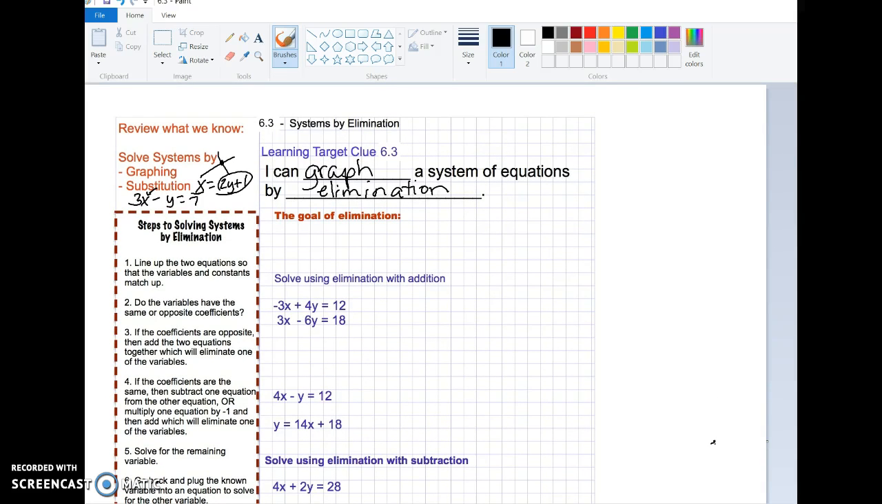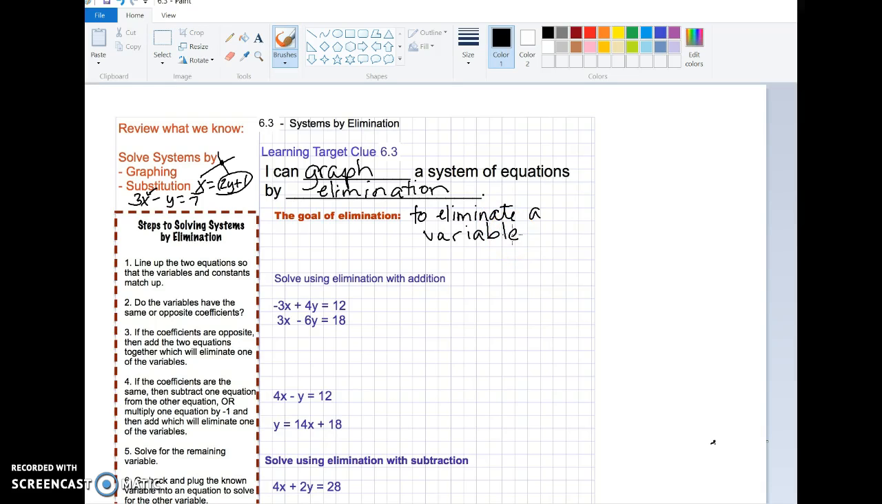The first thing and the most important thing to realize about the goal of elimination is you want to eliminate, or get rid of, a variable. So go ahead and write that down. That's the goal. We want to eliminate a variable.